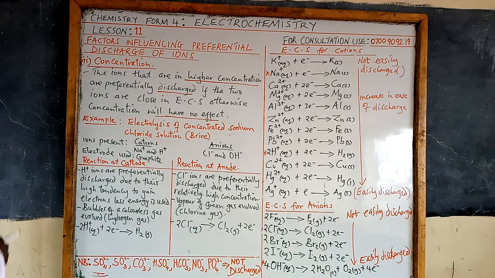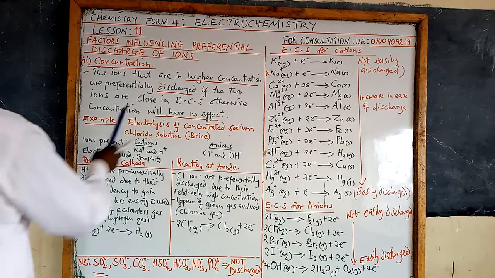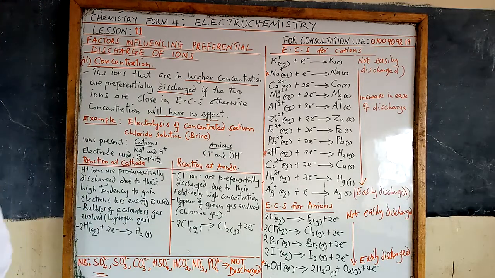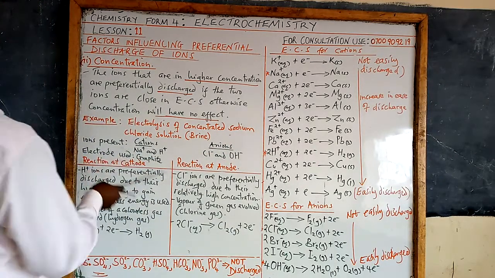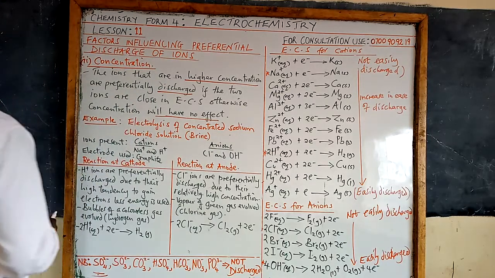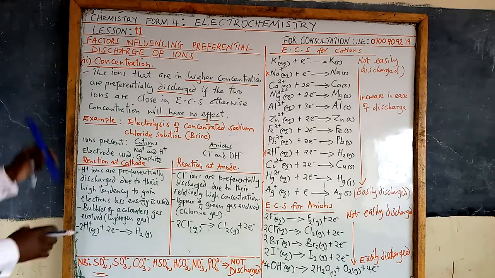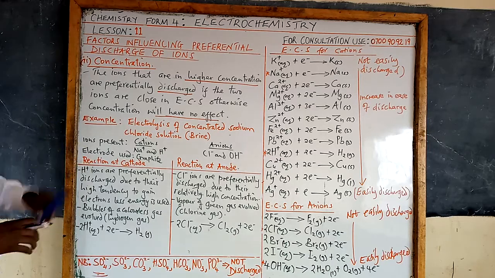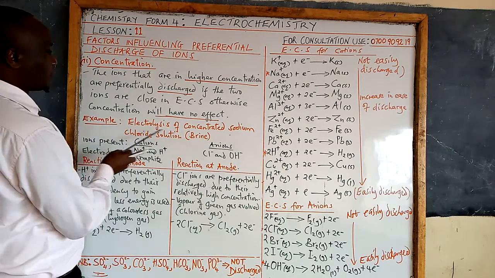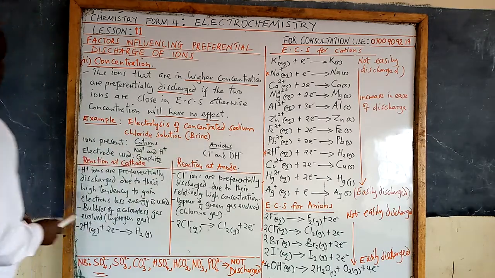So let's look at, for example, the electrolysis of concentrated sodium chloride. In lesson 10, we looked at the electrolysis of dilute sodium chloride. But now we consider electrolysis of concentrated sodium chloride.